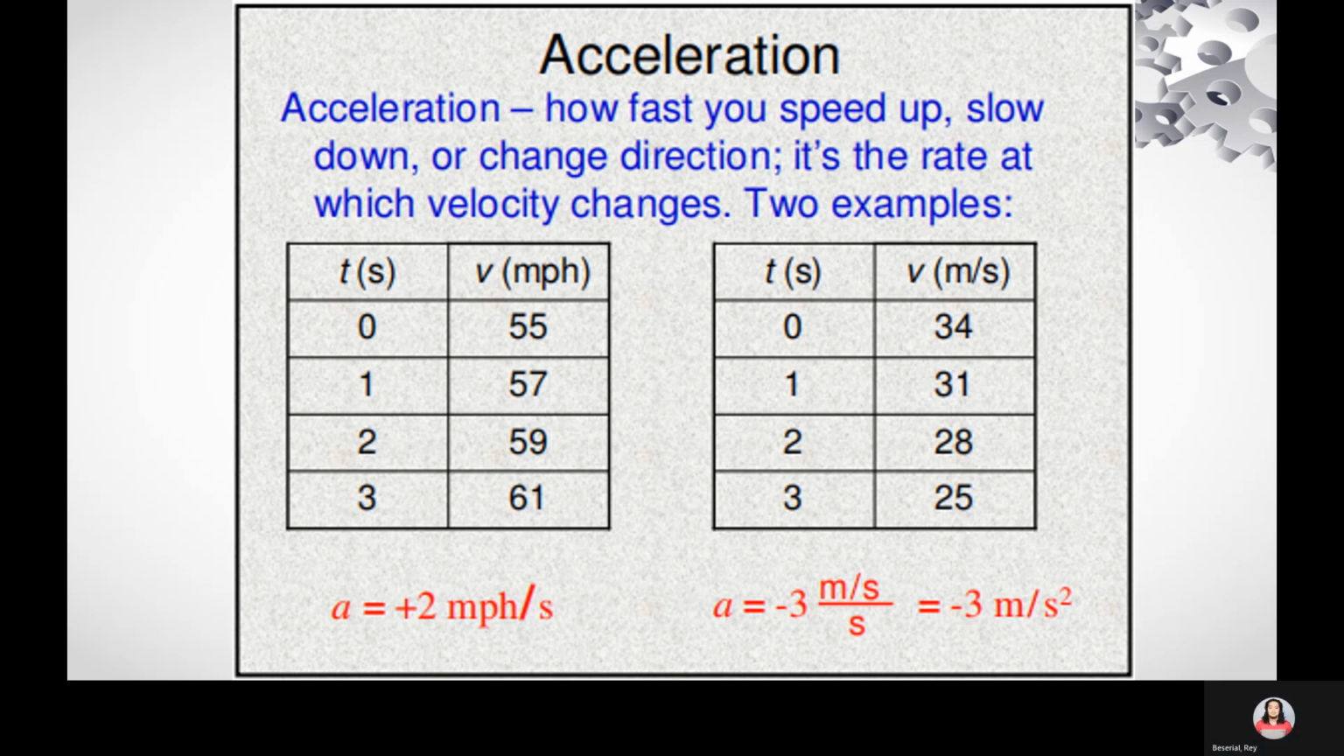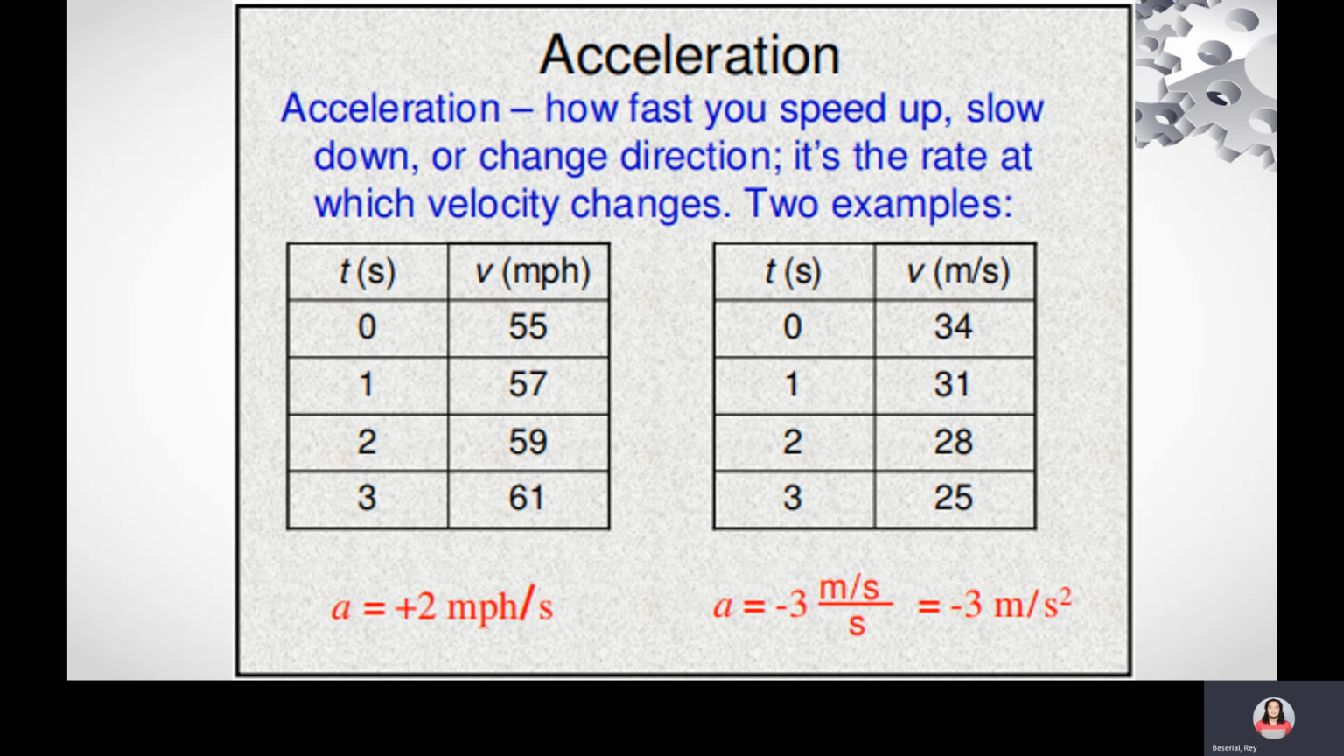Pataas siya. And then here, meron tayong slowing down from higher speed, nag-slow down tayo. From time na 0 second, meron tayong 34 meters per second. At 1 second, 31 meters per second. At 2 seconds, 28 meters per second. And last, at 3 seconds, ang kanyang velocity is 25 meters per second.